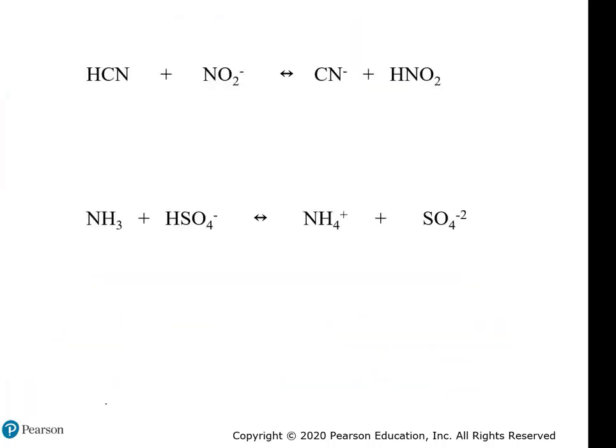So let's practice a couple. So here's this one. And again, notice you have the arrow going both directions. I can't draw it any other way. HCN plus NO2 minus is at equilibrium with CN minus and HNO2. So first off, look at the reaction, pick out the pairs. So pick a reactant and then find its pair, the most similar pair.